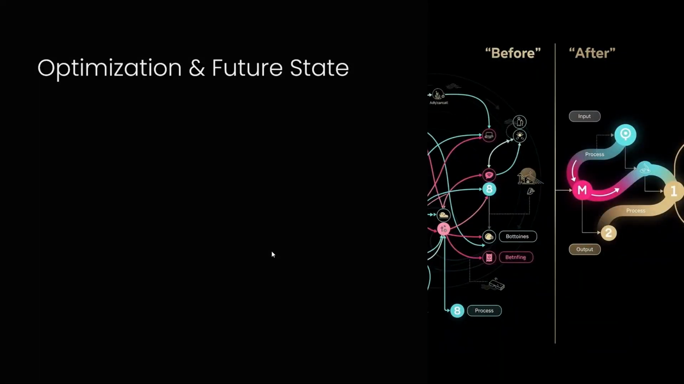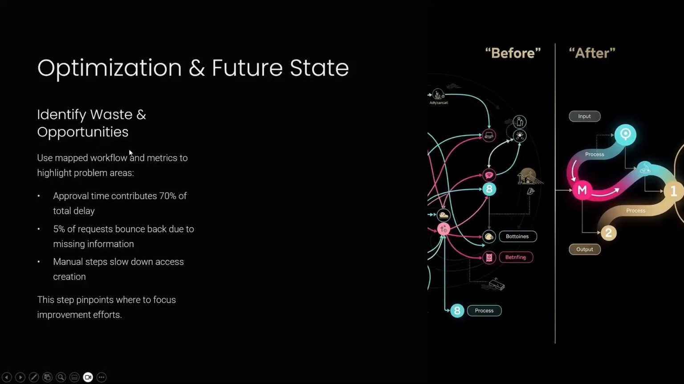The first thing is, you always need to capture what is the current state, that is before. So here what you do is, you always identify what is the waste. Approval time is actually consuming 70% of the total delay in this value stream. 5% of requests bounce back due to missing information. Manual steps are slowing down the access creation. So this is where you need to focus. This is how you define it.